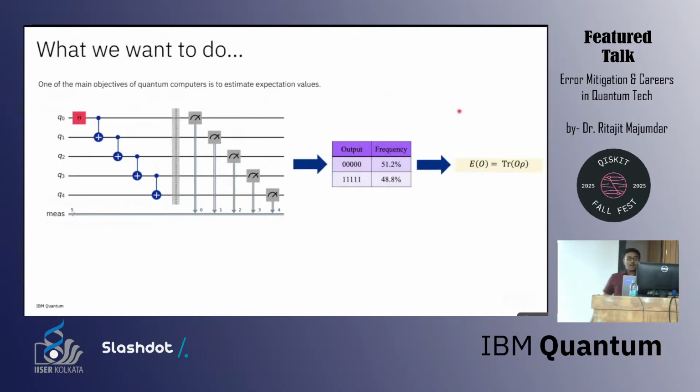Now, what do we do with a quantum computer? We will stick to the expectation value picture because that's where error mitigation works. So this is a general quantum circuit. It's a GHZ circuit, but that's not very important here. Ideally, what we want to do is run the circuit, get some outcomes, and from there, for some observable O, calculate the expectation value. This is ideally what should happen.